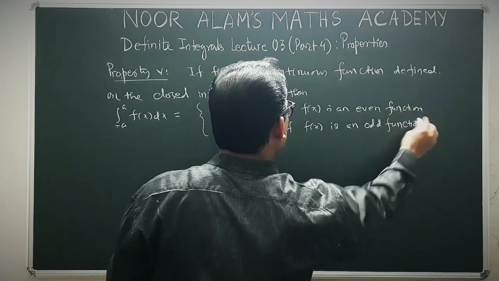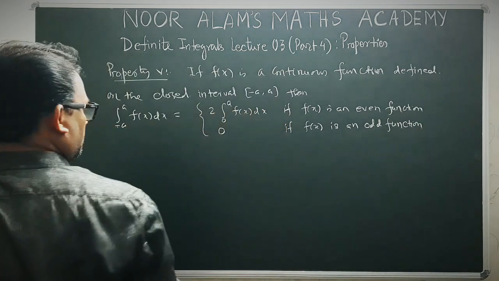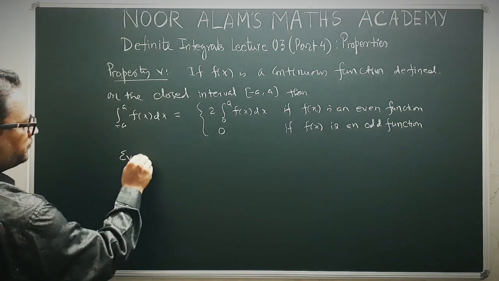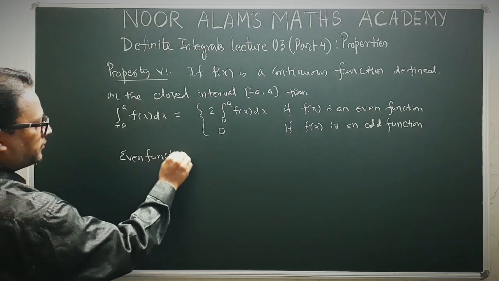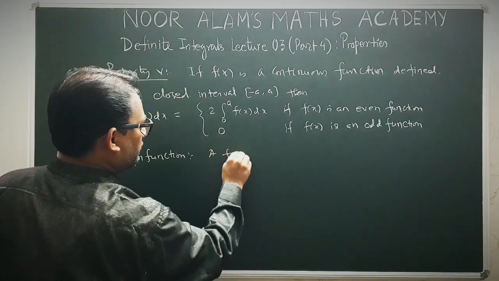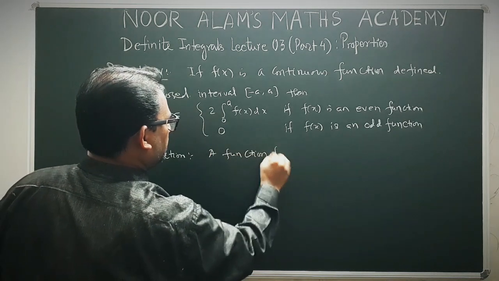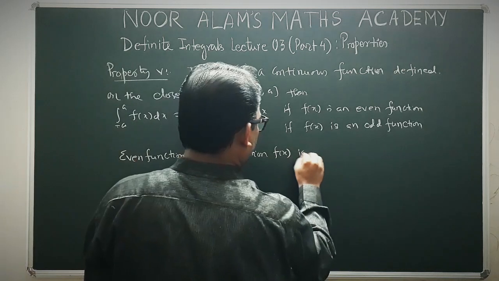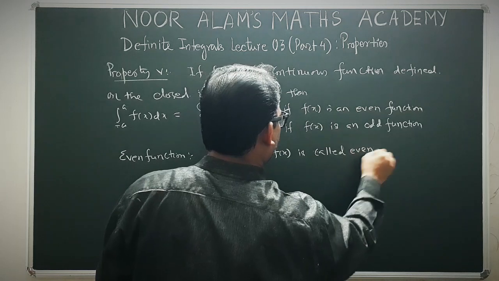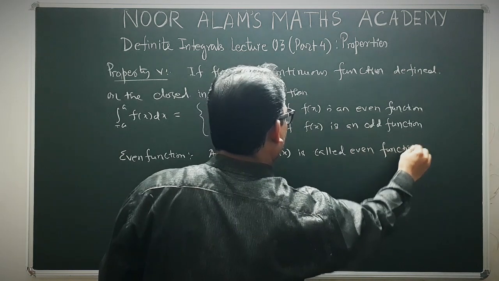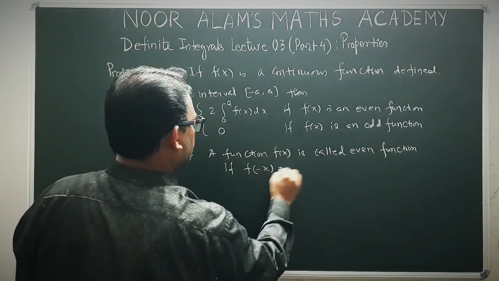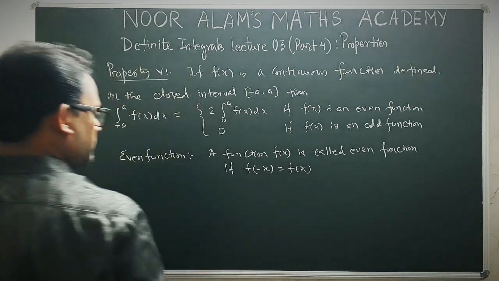Now before proving this property, I am going to define two important terms. One is the even function. A function f(x) is called an even function if we get f(-x) equal to f(x) for all x belonging to its domain.